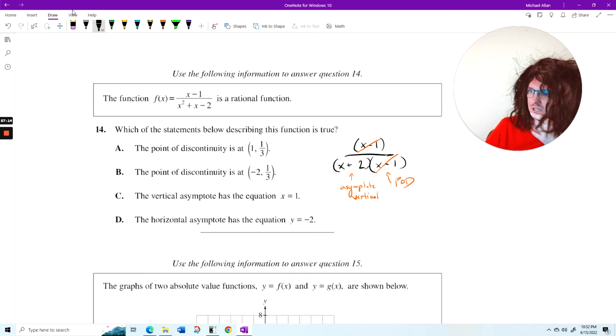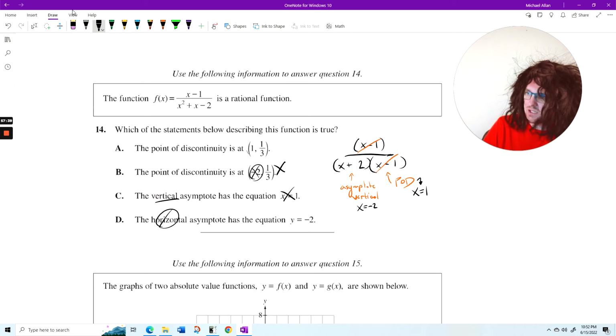Point of discontinuity. This could be true. This one here, definitely not, because my point of discontinuity is going to be at x is equal to 1. Okay? Because what would make it equal to 0? So it's definitely not this one. This is the wrong value here. Vertical asymptote is not at 1. It's going to be at negative 2. So that's not true. And this is not true.